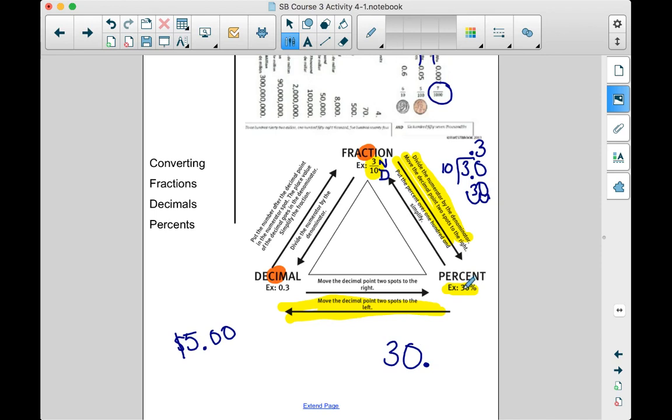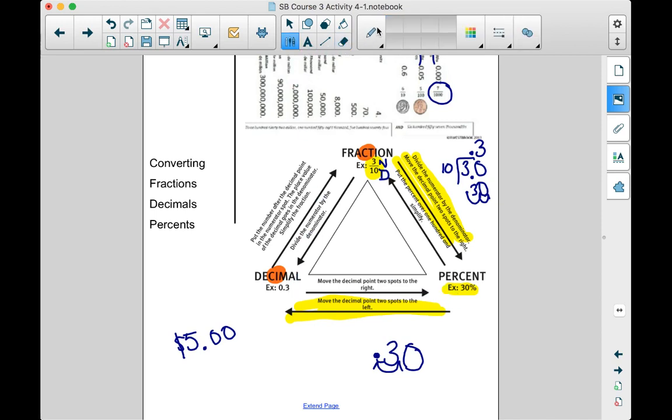So to go from a percent to a decimal, I move the decimal point 2 spots to the left. 1, 2. My new decimal placement is right there, so it moved from here on over. So now I have my decimal of 0.3, which I could also say is 3/10. Great, easy enough. So I've gone from a fraction to a percent, I've gone from a percent to a decimal.